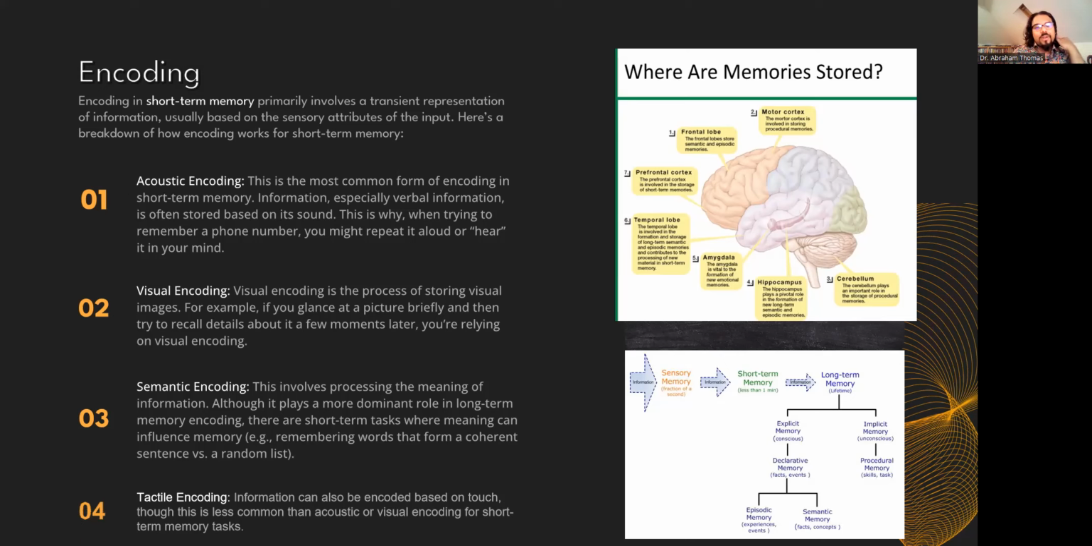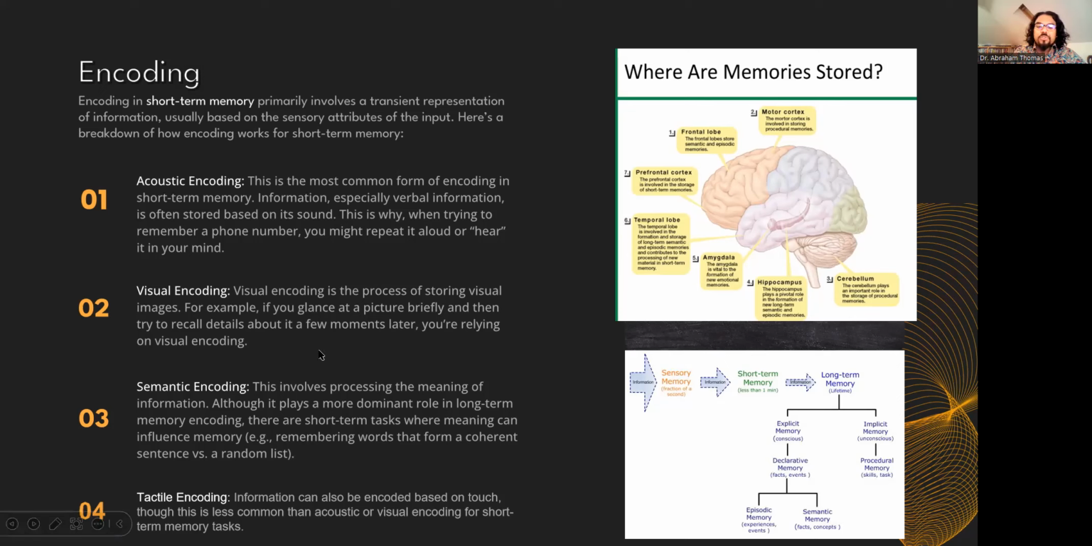So acoustic encoding. This is the most common form of encoding. Information, especially verbal information, is often stored based on its sound. That's when we're trying to remember a phone number, we might repeat it out loud or hear it in our mind, our inner voice.